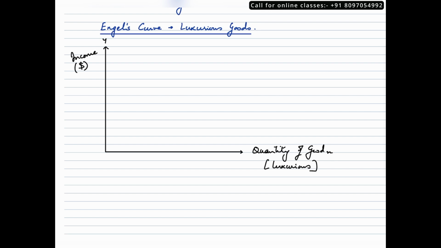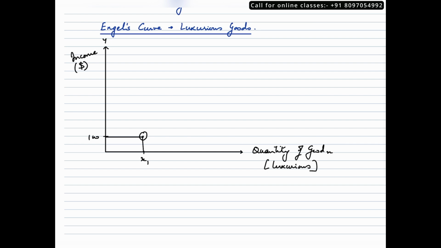Okay. Now let's take a look at how a consumer would alter his consumption as his income increases. So in the initial case, the consumer is earning, let us say, $100 and he is consuming, let us say, one quantity of this commodity X. So this is how it would look like. Let me just give it a quick lines.